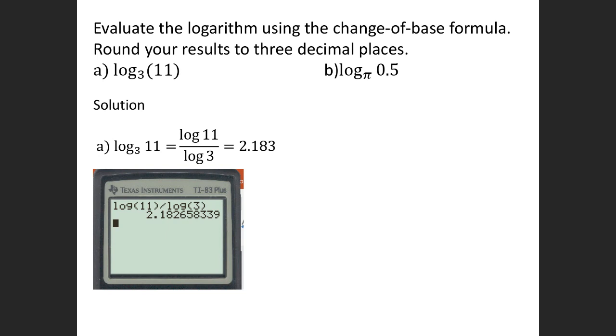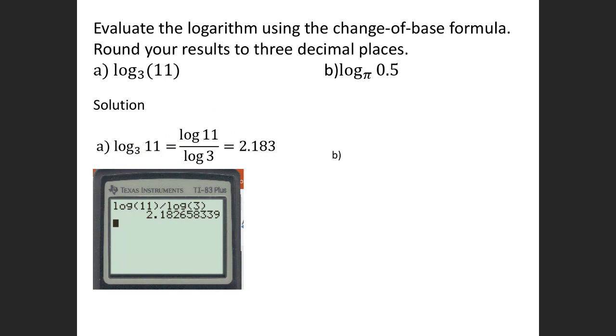So we're going to use log 11. And again, that comes from log and the number 11. And then log 3 is going to be from the log and the base 3. Okay. So when you enter this in your calculator, you need to be careful how we enter it. So we're going to type in log 11 divided by log 3, and then it's going to give you this number. We have to be careful since it's asking to round to 3 decimals. So my answer would be 2.183.